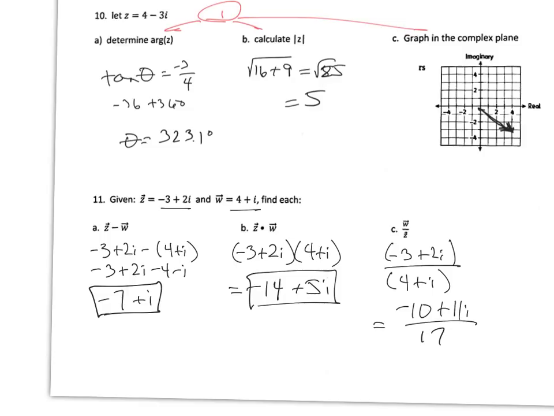Now, if the calculator doesn't work here, you multiply the top and the bottom by the conjugate of the bottom, which is 4 minus i. And then, of course, make sure it's simplified all the way.